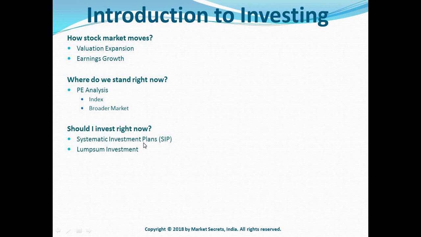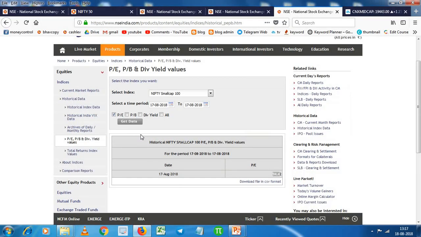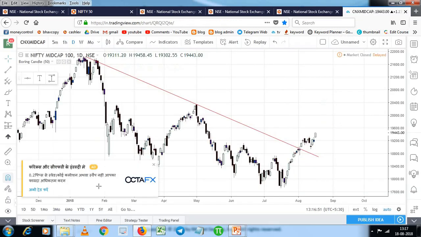If you are planning to start 1 or 2 new SIPs, please do start it. That is not a problem at all. But lump sum investment is not advisable at this point. So before we move on to the next slide, let's go to the chart once.